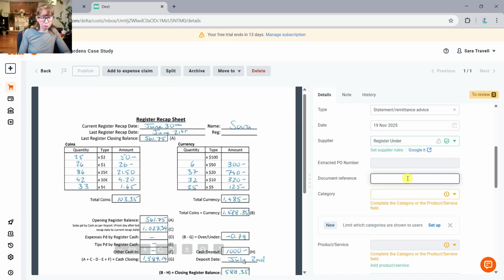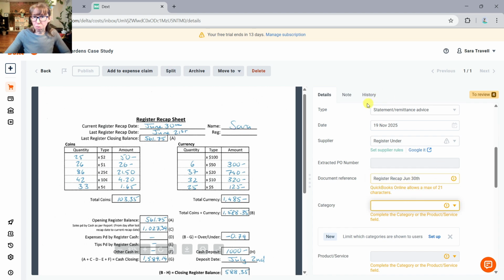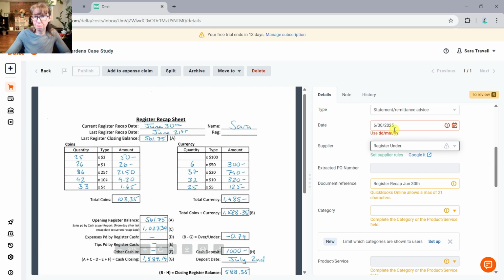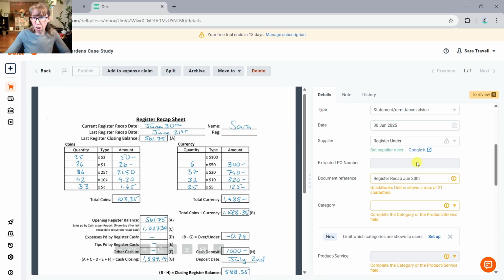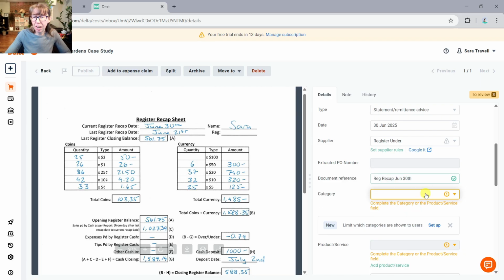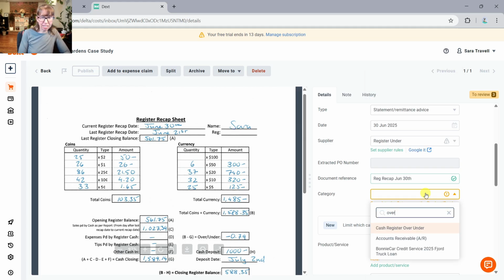And the reference number, we can say register recap June 30th. And the category, oh, that date, sorry, I forgot to change the date. We want this expense to go in on June 30th, 2025. Doesn't like the date that I put it in as. So I'll click. There it is, June 30th. Oh, it thinks that this is too long, so let's just put this to reg recap like that.